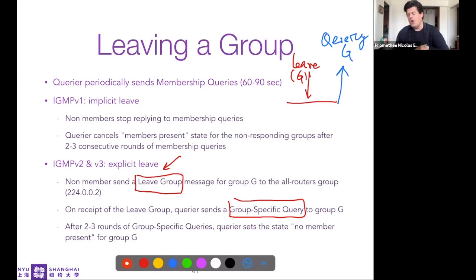All right. So that's it for IGMP. Those are the few design choices that we made. I think it's a pretty interesting protocol.